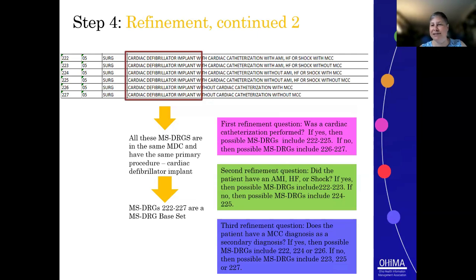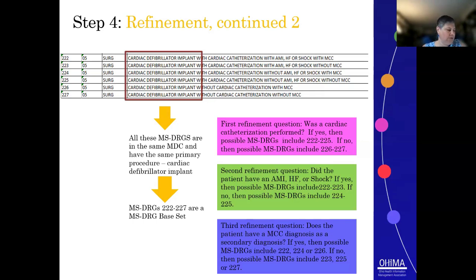Now we're going to go through a couple more examples because it's not always that simple. Sometimes our base DRGs have other refinement questions that we need to take a look at. So let's say our admission is for a patient that had an acute myocardial infarction and a CC as a secondary diagnosis. The procedures performed were a cardiac catheterization and a cardiac defibrillator implant.